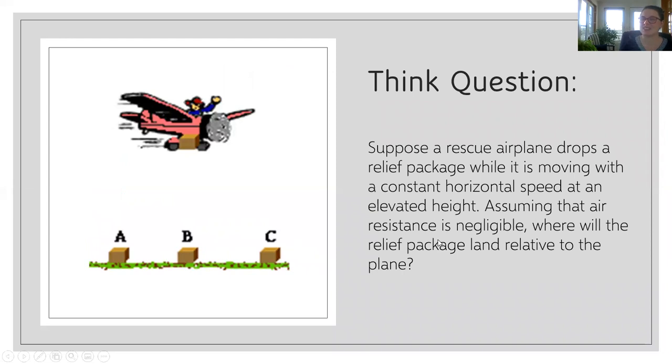Okay, so now I want you to think. I know people don't really like to think, but I want you to think. Suppose a rescue plane drops a relief package while it's moving with a constant horizontal speed at an elevated height. So we've got our lovely little guy flying. He's got his little box there. Assuming that air resistance is negligible, so we're assuming perfect conditions. We're also assuming there's no wind. Another important piece of information.